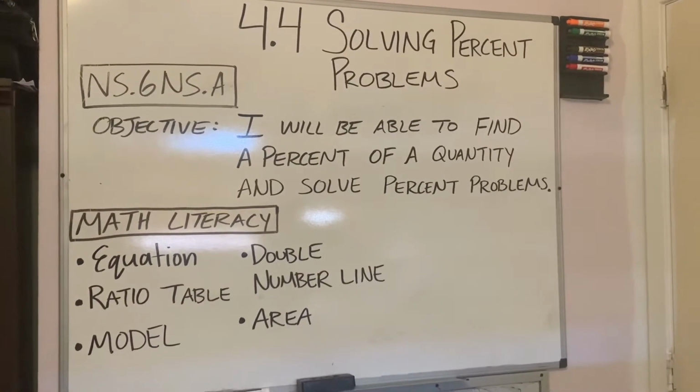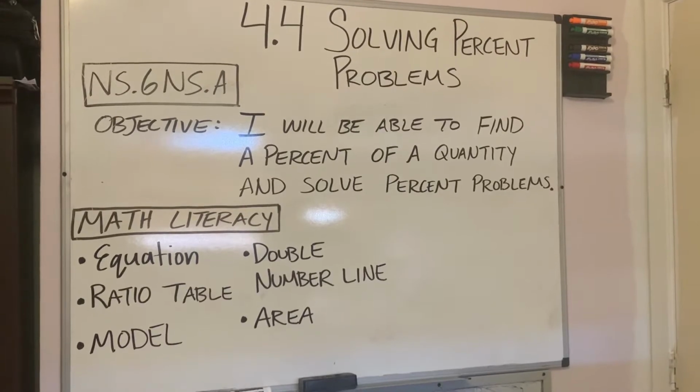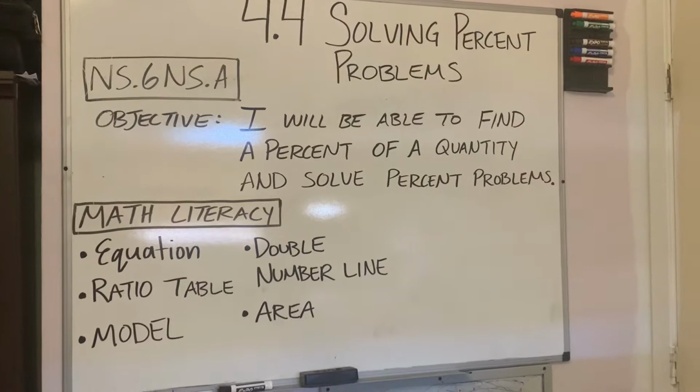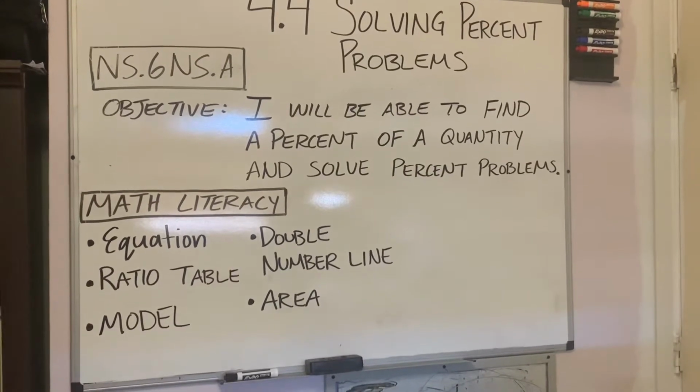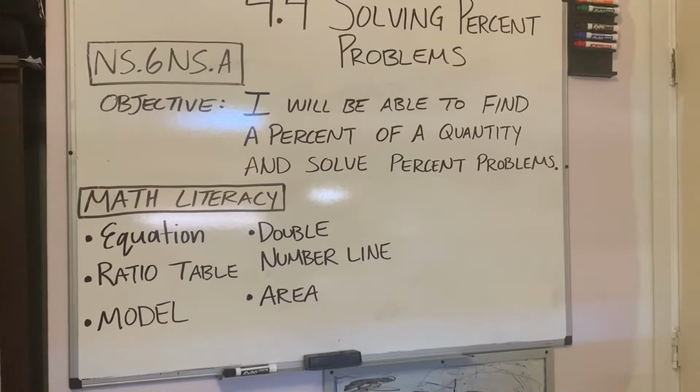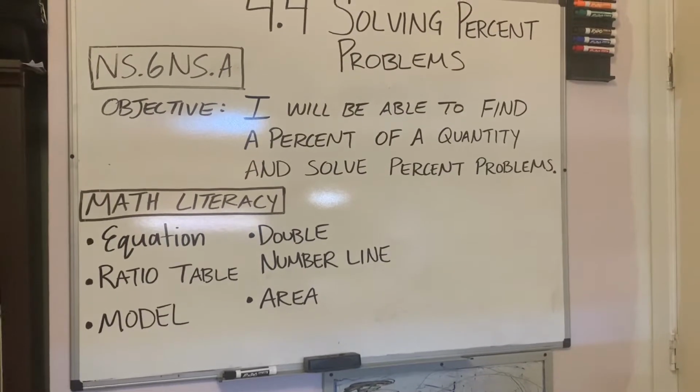Today we're going to be working with 4.4, solving percent problems. Our standard is 6th grade number sense A, and our objective is that we will be able to find a percent of a quantity and solve percent problems. Our mathematical literacy terms are equation, ratio table, model, double number line, and area.